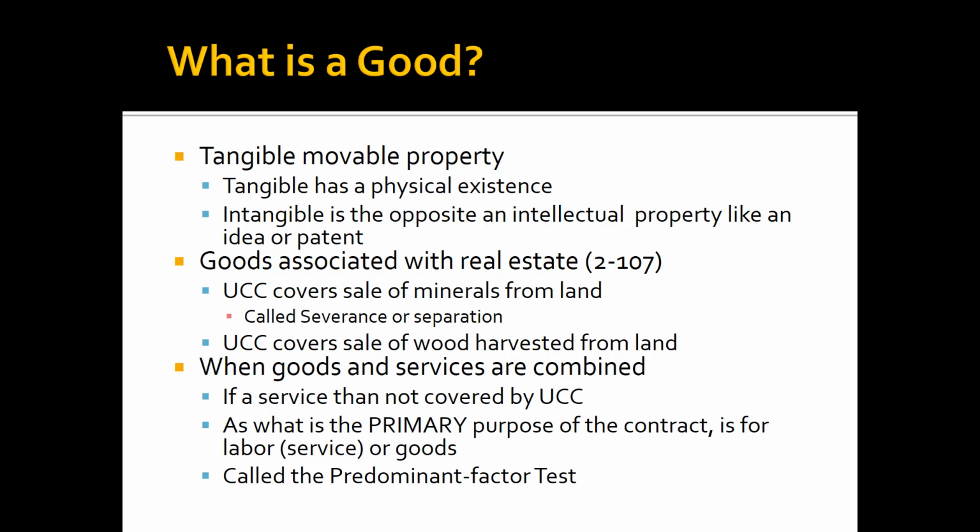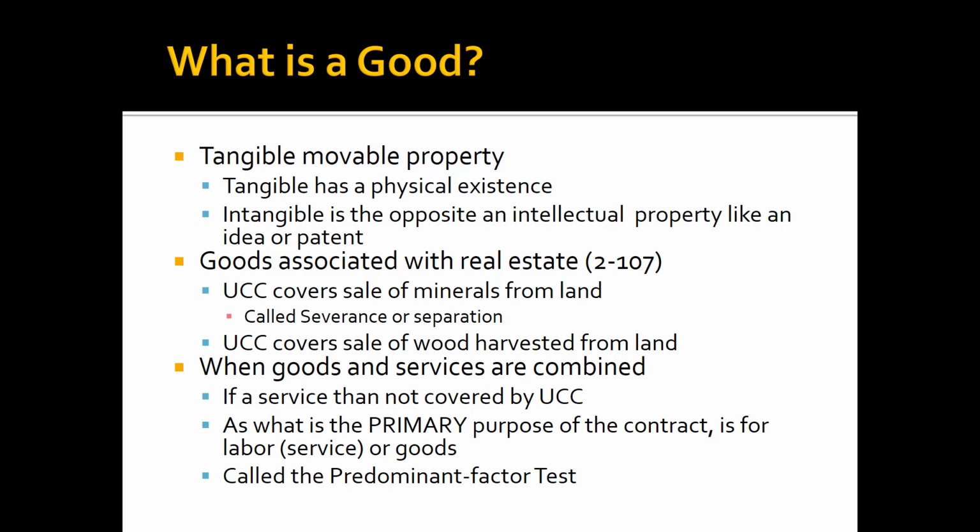Well, UCC 2-107, giving us some definitions here, says basically if there has been severance or separation, if you took the goods out of the land, removed them. So a tree growing on a piece of property, that's not going to be governed by UCC law. It's going to be governed by the state laws of real estate. If the tree's cut down and you sell the tree to the lumber mill, that is a sale of a good.